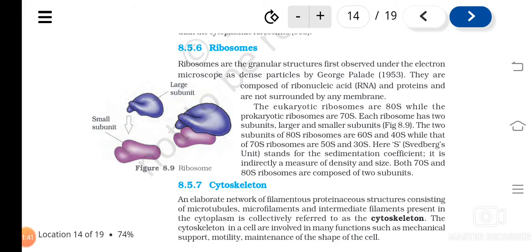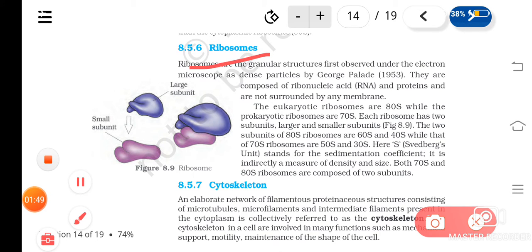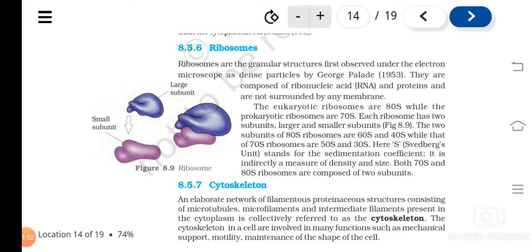Now we are going to study about another organelle that is known as ribosomes. So ribosomes are what? Actually they are the site of protein synthesis. And they are seen as granules, granule-like substances we can see in the cytoplasm. Understood? Then it was noticed for the first time by George Palade. And they are made up of RNA and proteins. Another important feature, they are not surrounded by any membrane.